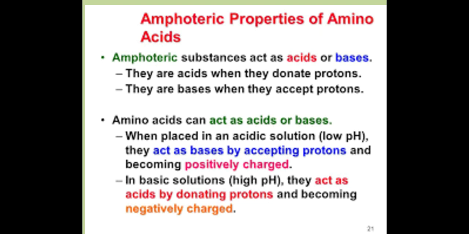Amphoteric properties of amino acid. What are amphoteric substances? Amphoteric substances are those substances which act as acid or base. They are acid when they donate protons and they are base when they accept protons. Amino acid reacts with both acid and base, hence they are amphoteric in nature.